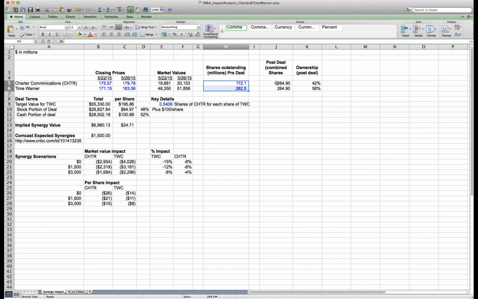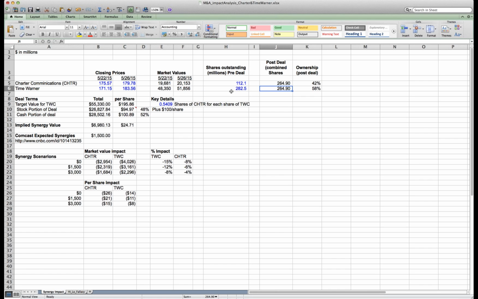And then post the deal, the combined shares outstanding, or the new shares, are going to be a function of the deal terms, which are that Charter Communications is going to provide 0.5409 Charter shares for every Time Warner share. So this calculation is simply multiplying this ratio times the Time Warner shares, plus the Charter shares, to get the total shares outstanding.